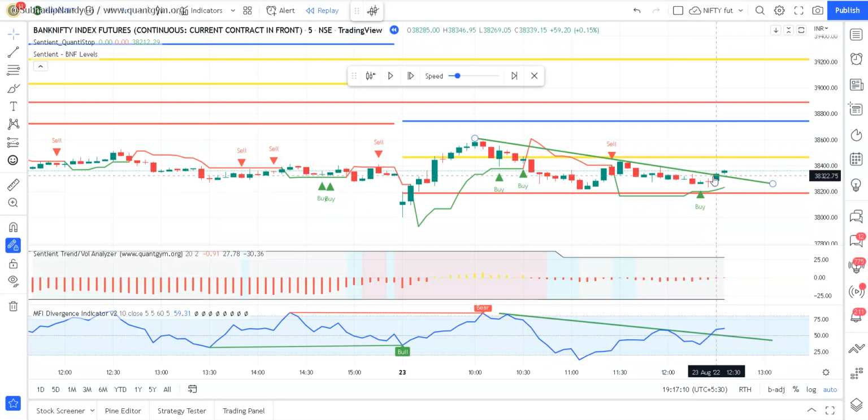This gets confirmed out here. You also have an MFI breakout. You also have a price breakout. So this particular bar close you can buy. It is around 38,334. Your stop loss would be somewhere around 38,230. So a 100 point stop loss on Bank Nifty.